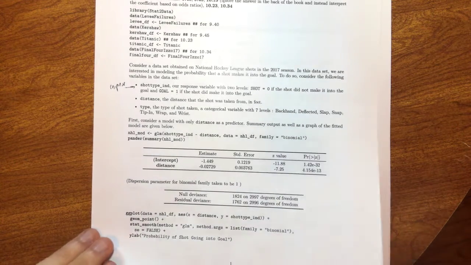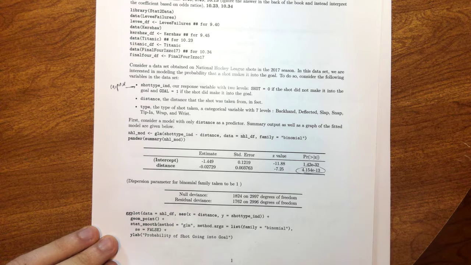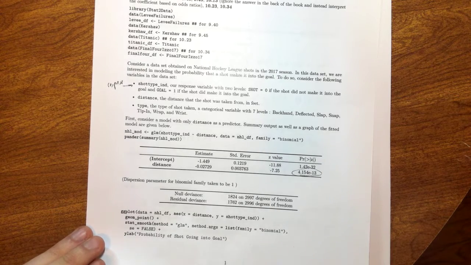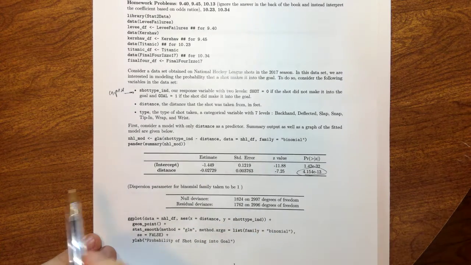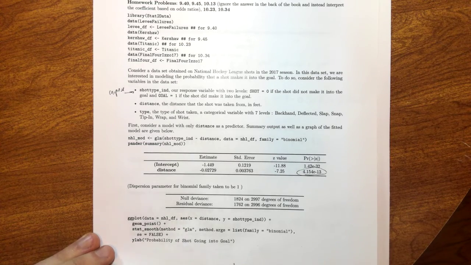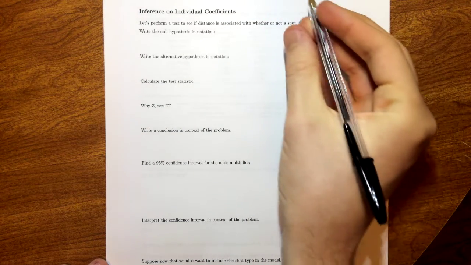We're just going to grab the p-value from the row with distance, and that's our p-value for our test for whether distance is associated with whether or not a shot goes into the goal. That's one huge nice thing about R, or about really most computer software programs, is that they're going to give you output that looks pretty similar for different types of tests. So let's go ahead and go through the steps of the test.